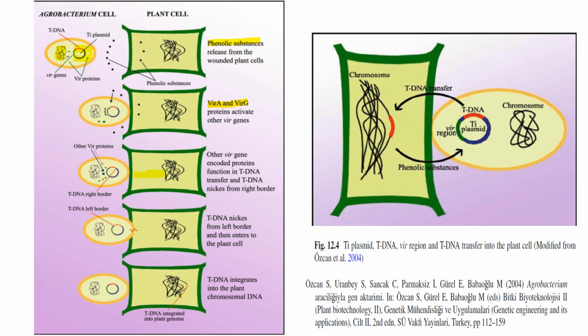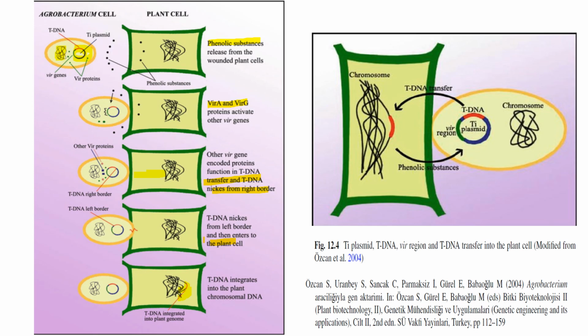Now, other Vir gene encoded proteins function in tDNA transfer, and the tDNA is nicked at the right border. Nicks mean a small nick is created, and as a result the tDNA is nicked at the left border as well and then enters into the plant cell. Now, after the tDNA enters a plant cell, it integrates into the host genome. It can be seen clearly over here. These two pictures are taken from Ozan et al. 2004, so the reference is given here.